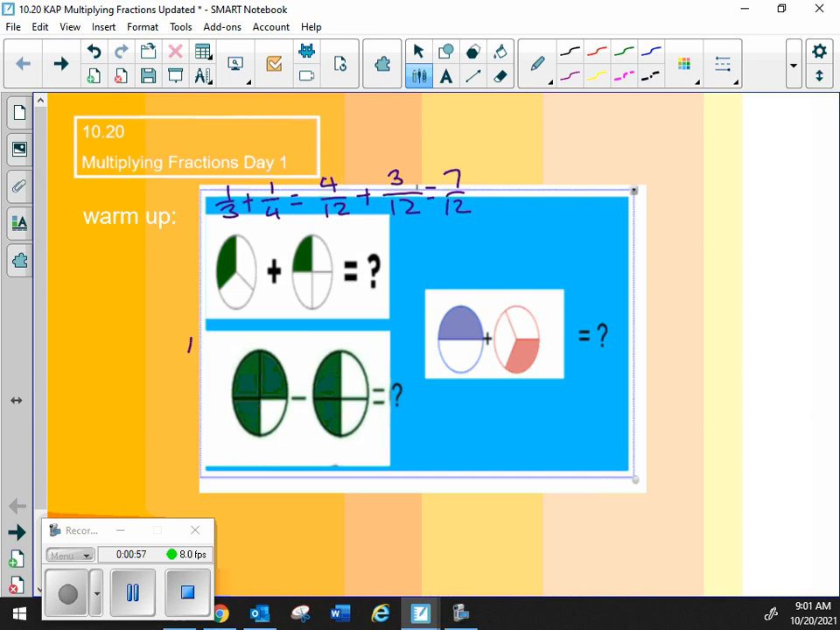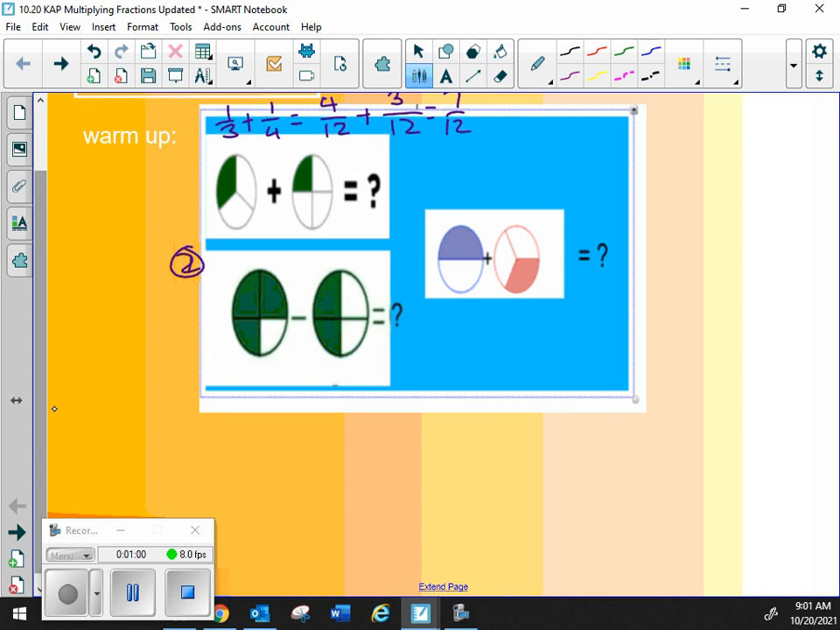Let's do this one. What do you see right now? I see 3/4, very good. 2/4, and what operation are we doing? Subtracting, okay? So, are they good as they are? Yeah, okay, and so my answer is? Very good. Can I simplify 1/4? No, I cannot.